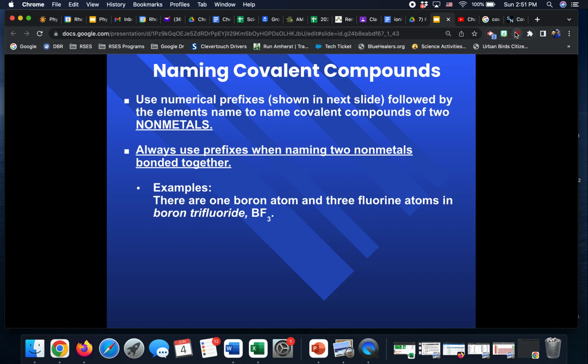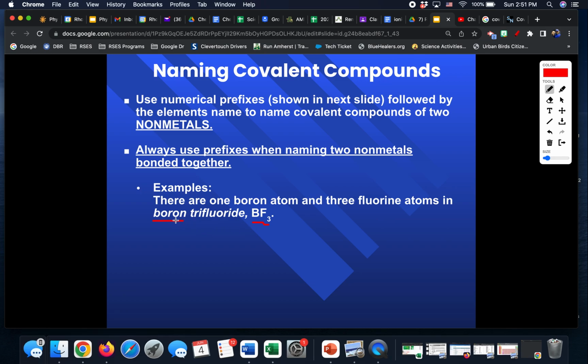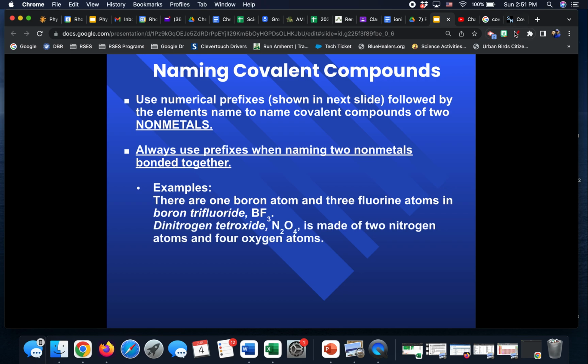If you look here, BF3, we just named boron because it's a 1 and it's first. If the second element has only 1, we'll put a prefix in front of it. But boron, and because there's 3 fluorines, we put the prefix for 3, tri, and as always, we end in I, fluoride. Probably doesn't seem easy yet, but when we go over a few more and show you the prefix chart that you won't have to memorize, that you'll be given, you should be good.